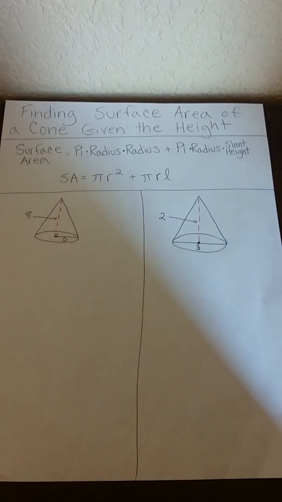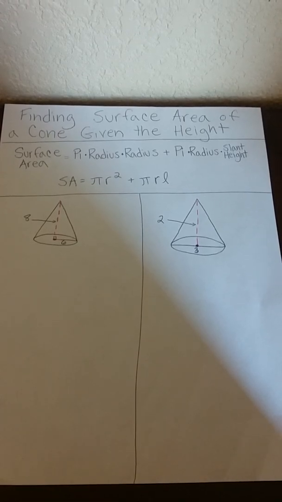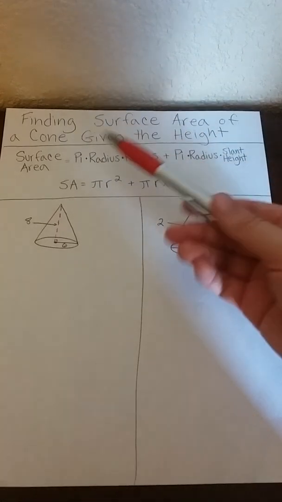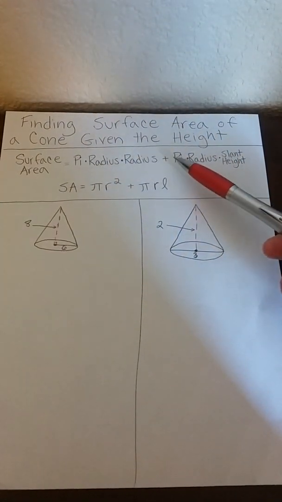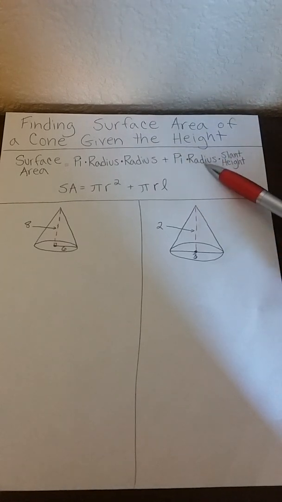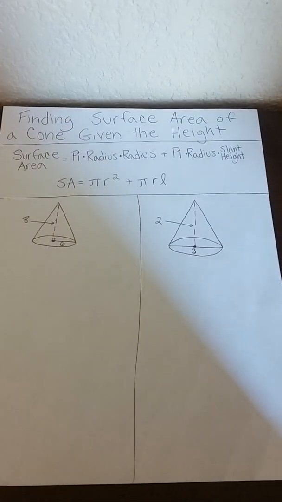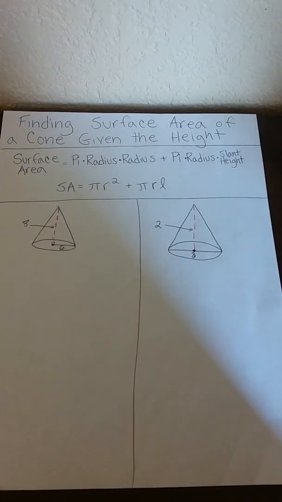Today's learning goal is finding the surface area of a cone given the height. Just to refresh, the formula for surface area of a cone is pi times radius squared plus pi times radius times slant height, or surface area equals pi r squared plus pi r L. Remember, a cursive L stands for slant height.